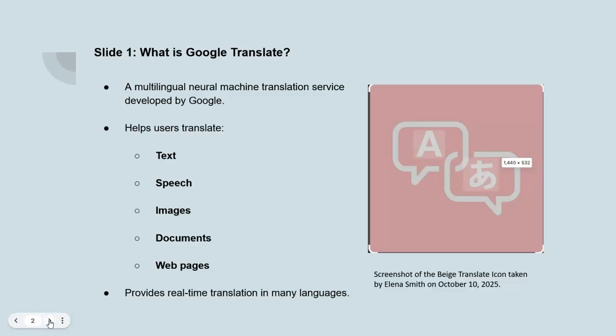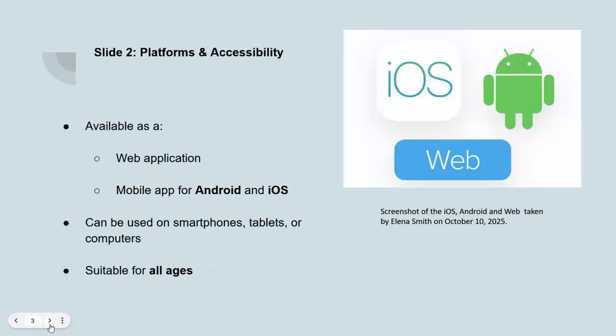Google Translate is an e-communication tool developed by Google. It allows users to translate different types of information from one language to another in real time. Google Translate is available as a web application and as a mobile app for both Android and iOS. It's accessible to users of all ages.